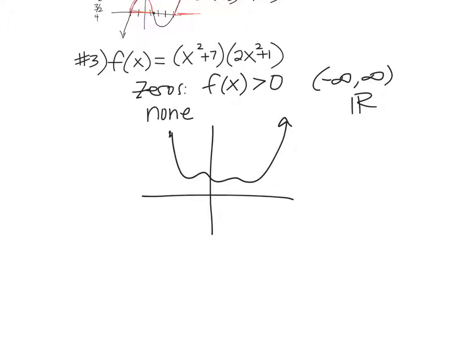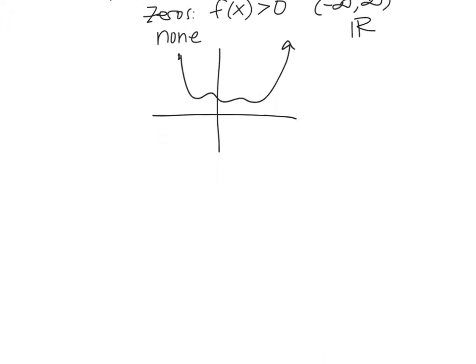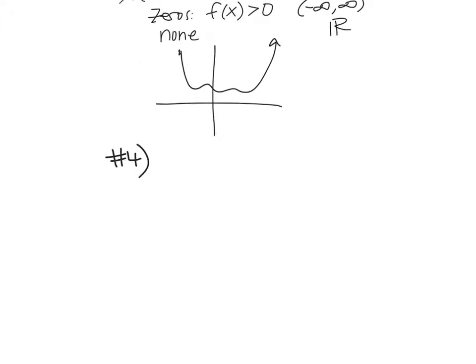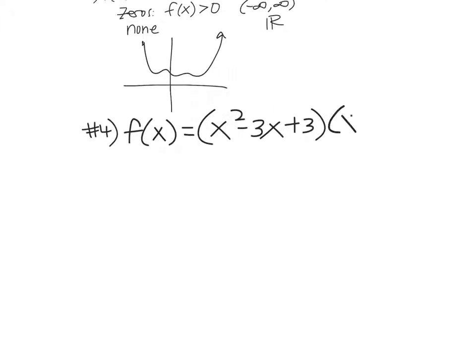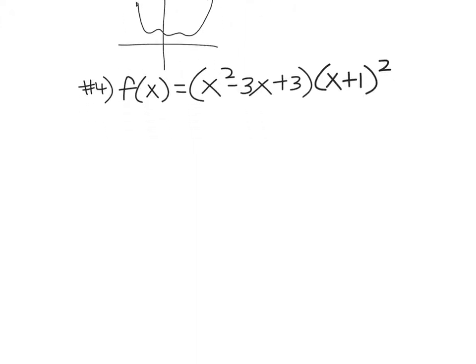All right, so let's do another little special case one. Number 4. Let's say that we have a polynomial, f of x equals x squared minus 3x plus 3 and x plus 1 squared. All right, and we're going to do 4 things. We're going to find out when this polynomial is greater than 0.